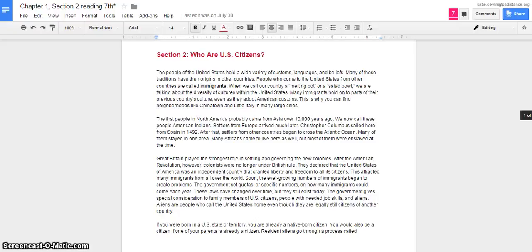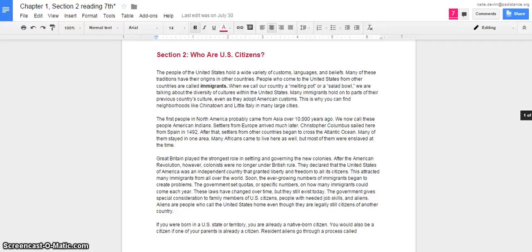The first people in North America probably came from Asia over 10,000 years ago. We now call these people Native American Indians. Settlers from Europe arrived much later. Christopher Columbus sailed here from Spain in 1492. After that, settlers from other countries began to cross the Atlantic Ocean. Many of them stayed in one area.